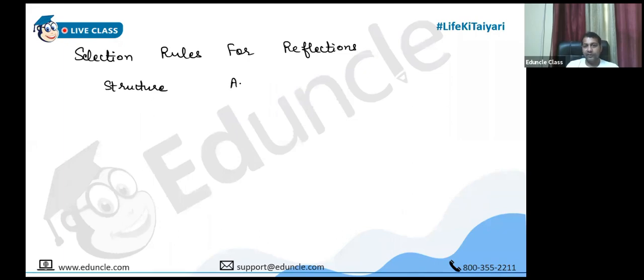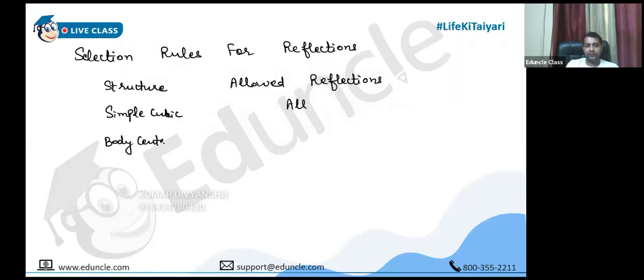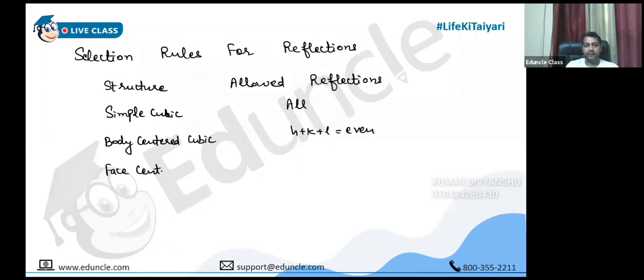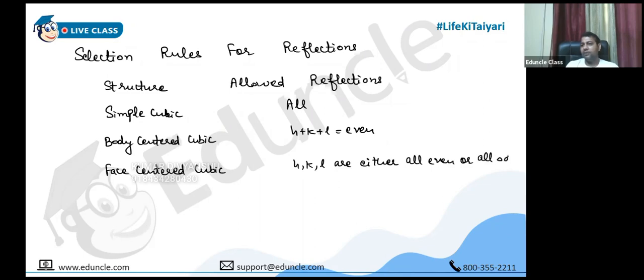Simple cubic: all are allowed. Body centered cubic: which reflections are allowed? Tell me. H plus K plus L. Face centered cubic: H, K, L are either all even or all odd, that is, unmixed. You can write H, K, L unmixed. And you can note down for the diamond cubic also. Similarly, for diamond cubic, again H, K, L are unmixed. Just similar to face centered, but there is one more condition.